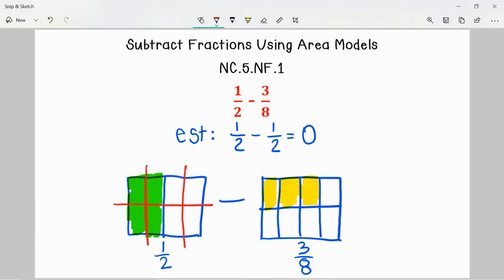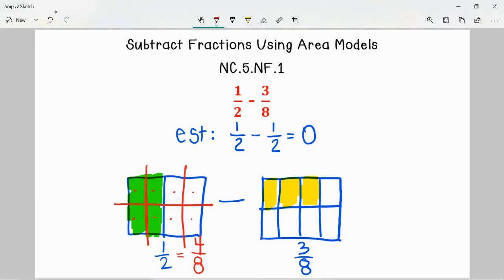Now you can see that this model has been split into 8 equal parts, 1, 2, 3, 4, 5, 6, 7, 8. So instead of that area model representing 1/2, we now have it split into 8ths. And then we just need to look at, well, how many 8ths do we have shaded in? And we have 1, 2, 3, 4. This tells us that 1/2 is equivalent to 4/8. Now that we have the same denominator, we're ready to subtract. We just need to take 3/8 away from our 4/8.